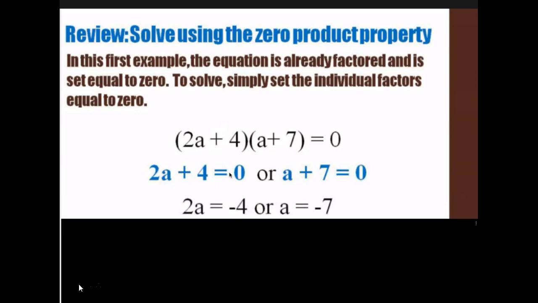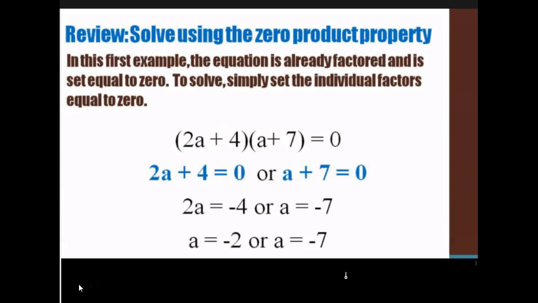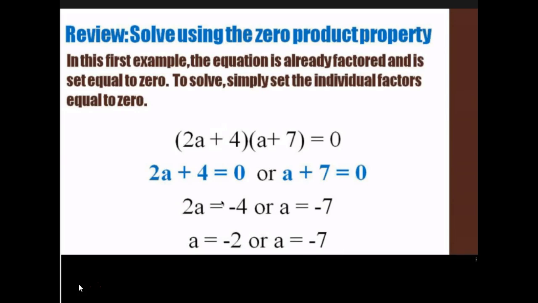And solve both separate from the other. So here you subtract 4. Here I subtract 7. Over here I have to also divide by 2. So my two solutions are -2 or -7.